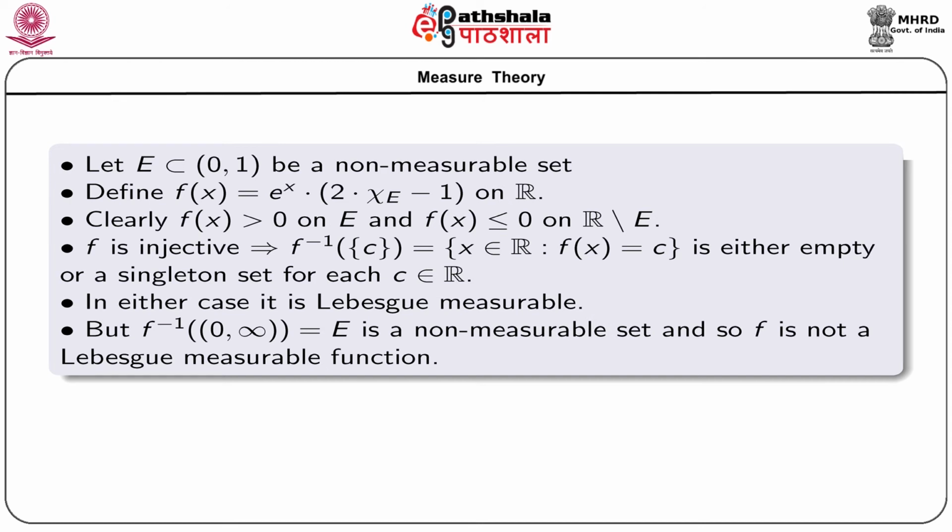But observe that if we take f inverse of the open interval (0, infinity), then this is equal to the set E, which is already a non-measurable set, and this shows that f is not a Lebesgue measurable function. So, the condition that f inverse of the singleton set {c} is measurable for every c belonging to R is a necessary condition for measurability, but it is not sufficient.